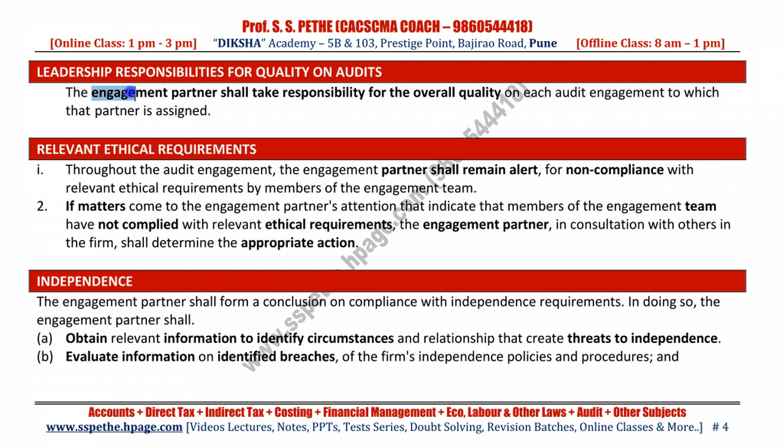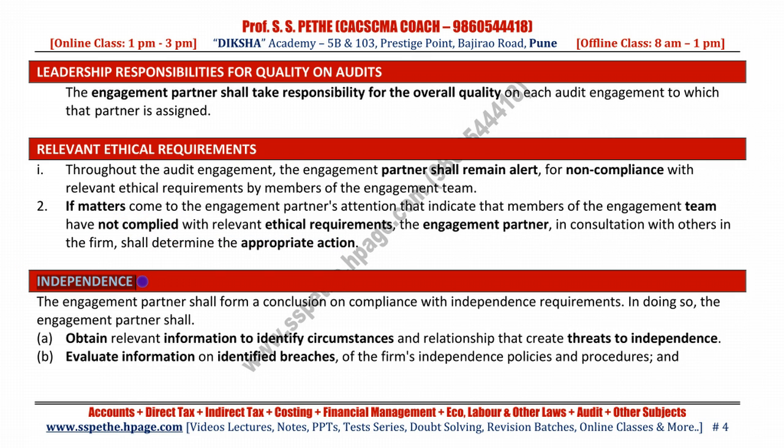Now let's talk about who is responsible for quality control. Here they say engagement partners shall take responsibility for overall quality of each engagement. Then come relevant ethical requirements. Here they talk about what is required to have a good quality. They say that engagement partners shall remain alert for non-compliance with relevant ethical requirements by the members. Secondly, if matters come to the partner's attention that indicate that members of the engagement team have not complied with the ethical requirements, the engagement partner in consultation with others shall determine the appropriate action. So if the ethical requirements are not complied with, the partners are required to take appropriate actions.